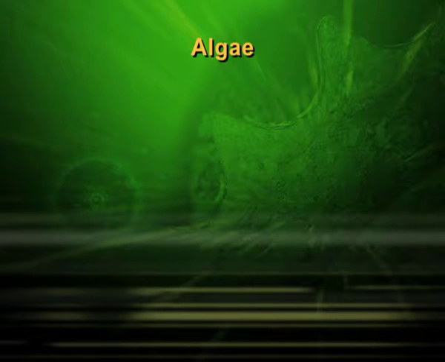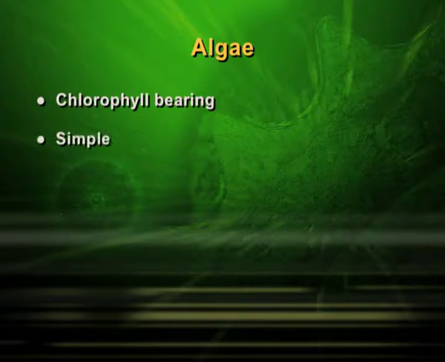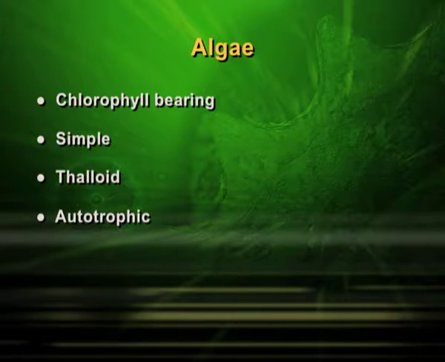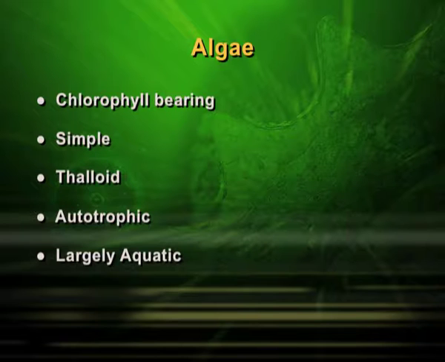Algae are chlorophyll bearing, simple in nature, thalloid, autotrophic and largely aquatic. What do we mean by these terms? If I say algae are chlorophyll bearing, that means they have chlorophyll, and if they have chlorophyll, they will do photosynthesis. And if they are doing photosynthesis, they are definitely fixing carbon dioxide and evolving oxygen.